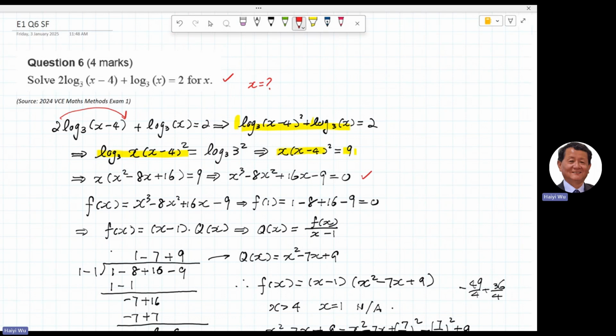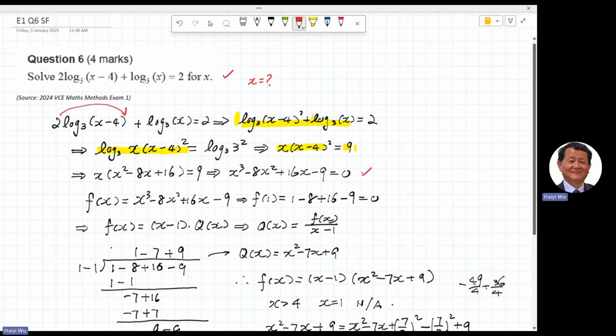Because for a cubic function we don't have a formula, I'm going to try by trial and error. We call f(x) equal to this equation function. We try f(1) first to see if it's equal to 0. We substitute 1 into the function and we get 0. Therefore x minus 1 is a factor, or root. So f(x) becomes x minus 1 times q(x), therefore q(x) is f(x) divided by x minus 1.